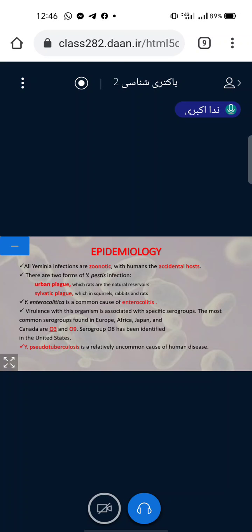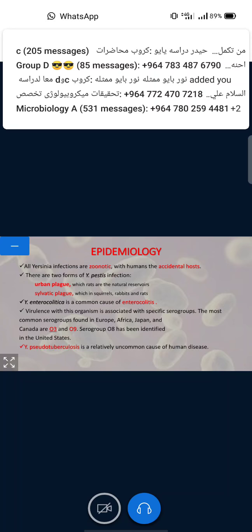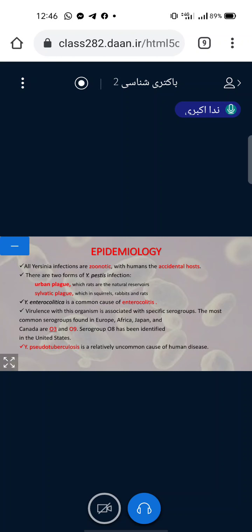Yersinia pestis produces fatal infections in the animal reservoir, so cyclic patterns of human disease occur as the number of infected reservoir hosts increases or decreases.